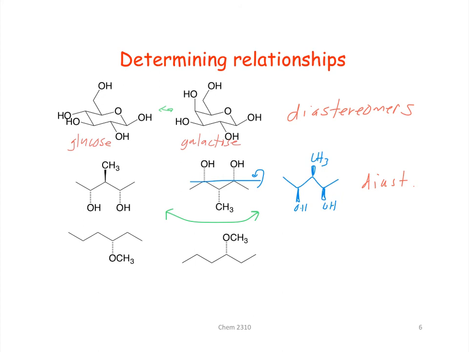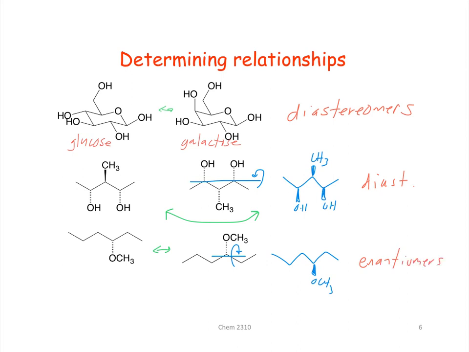Alright, what about the last pair? Okay, let's see if we rotate this one to make the carbon chain like here. I'll rotate it this way. That one's back. It's going to end up being up. So the CH3s are opposite. These are enantiomers.